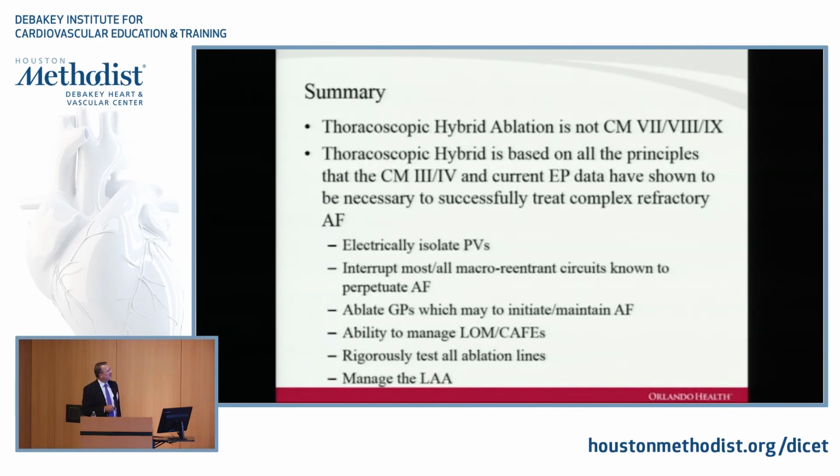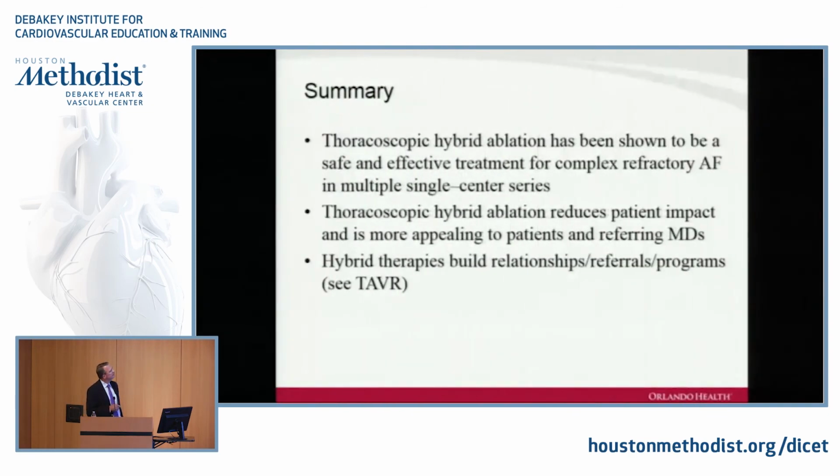And in summary, I'll say that thoracoscopic hybrid ablation is not the next generation of the Cox-Maze procedure, but I believe it is based on all the principles that make the Cox-Maze 3-4 successful. And that is making sure that you electrically isolate the pulmonary veins, interrupt most, if not all, of the macro-reentrant circuits known to perpetuate atrial fibrillation, ablate ganglionated plexi if you believe that's an important part of initiation and perpetuation of atrial fibrillation, locate and manage the ligament of Marshall, rigorously test all ablation lines, and manage the left atrial appendage.